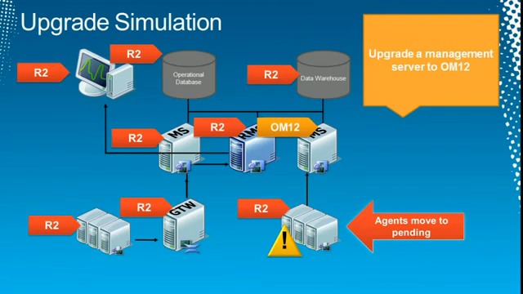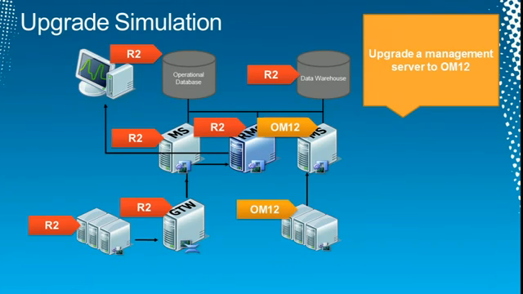What you will see, though, is any agents that were reporting to that newly upgraded management server will now pop into your pending management view in your R2 console. So what you will do is go, using your R2 console, to pending management, look at the agents, and go ahead and approve them for upgrade, and your agents will be upgraded.